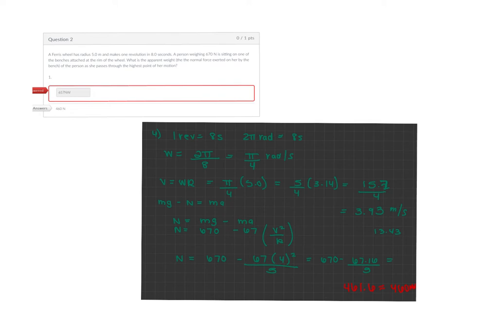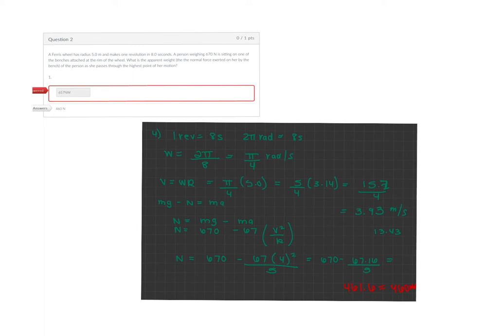4 radians per second. Next, to find the velocity, it is omega times the radius. So it's pi over 4, which we figured out is the omega, times 5.0, which is the radius. So we have 5 over 4 times 3.14, which equals 15.7 over 4, which gives us 3.93 meters per second as the velocity.